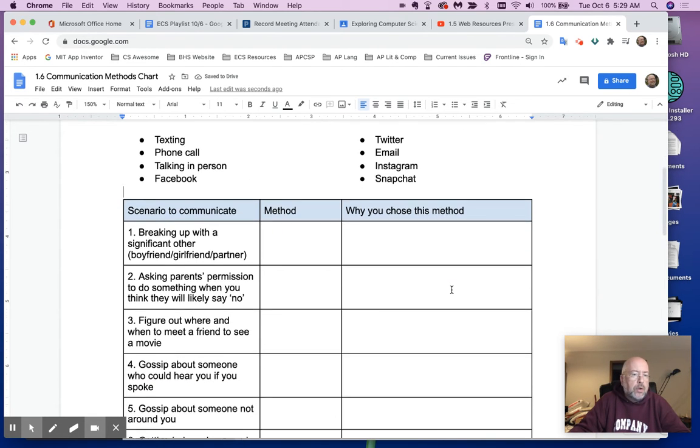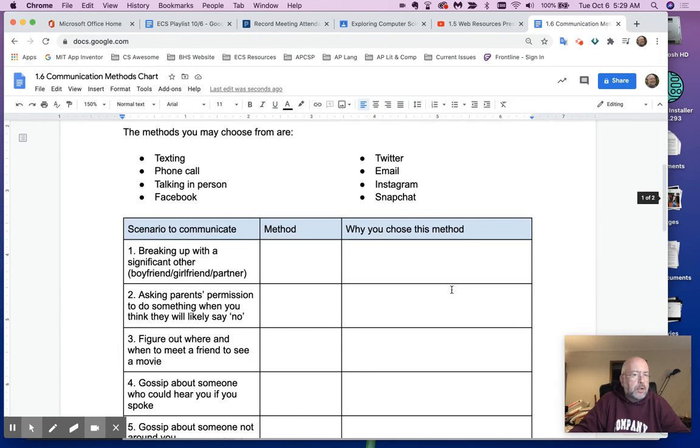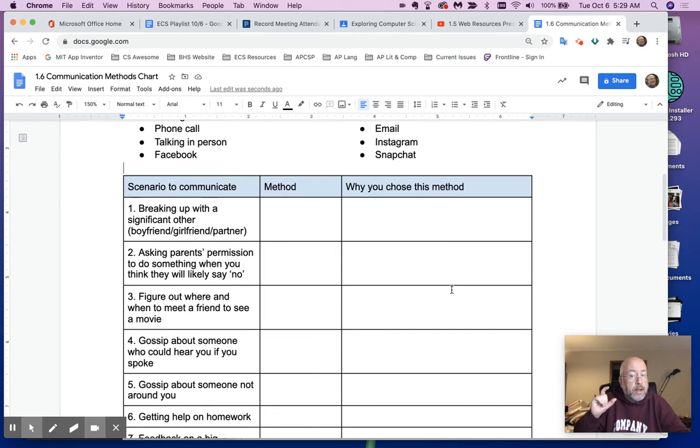And then I'm asking you to look at 11 different options for things that you're going to communicate. And for each one, I need you to choose a method of how you'd communicate with someone to do that particular communication task. And then tell me why.